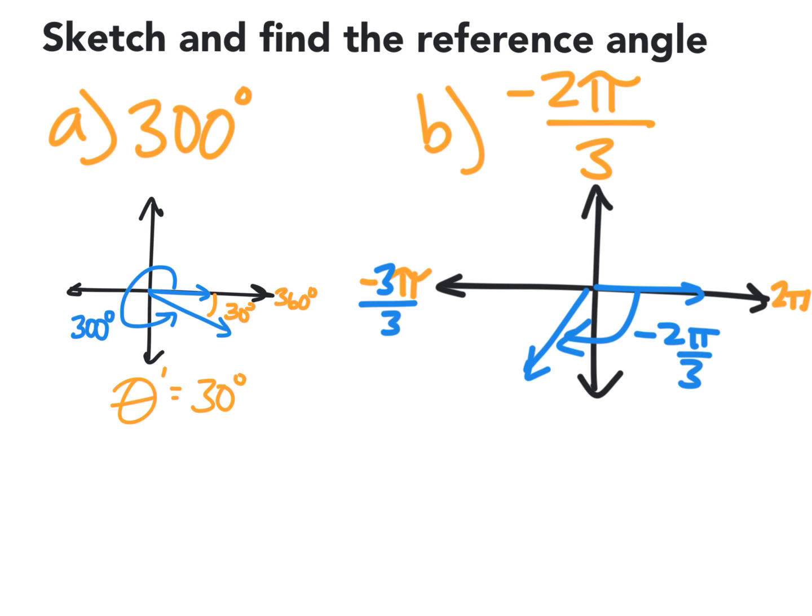Now how much do I need to get from negative 2 pi over 3 to negative 3 pi over 3? I just need one more pi over 3. And if you're thinking, well, why is this one positive? Because our reference angles are always positive. All right, and that's how we find reference angles.